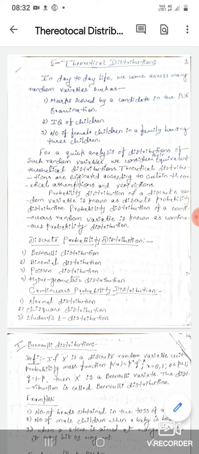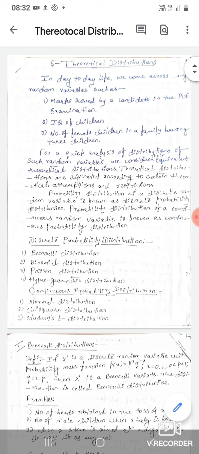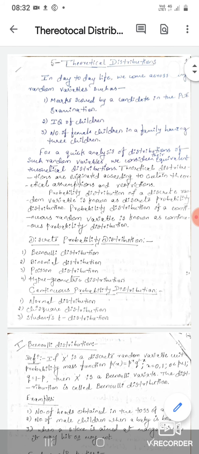Theoretical distributions are based on probability distributions. Theoretical distributions are also known as probability distributions. Under probability distributions, we have discrete probability distributions and continuous probability distributions. In the previous class, that is in PUC first year, you studied the concept of probability, and this is the continuation part of the theoretical concept of probability.